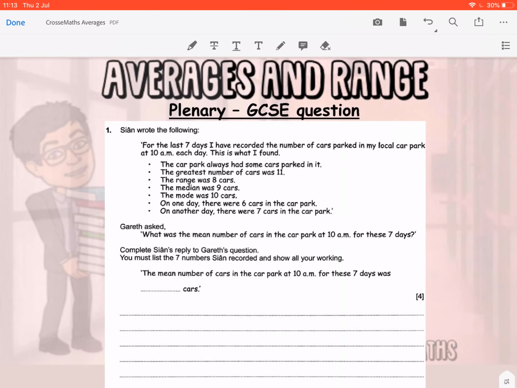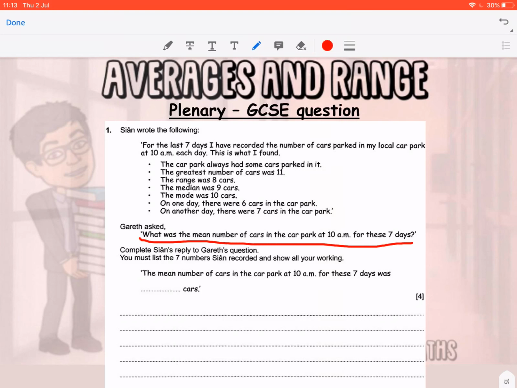Okay guys, hopefully you had a good go at that. I'm going to go through it. I'm not going to read through the whole question, but we want to work out the mean number of cars parked in a car park at 10 AM for each of these days. There were cars parked every single day. I'm not going to put the days in order of the week, but I'm going to put the days in order of size. So we've got to find 7 different numbers of cars parked at a local car park. All of the answers are going to be in the bullet points. Once we know our 7 numbers, we've got to work out the mean average.